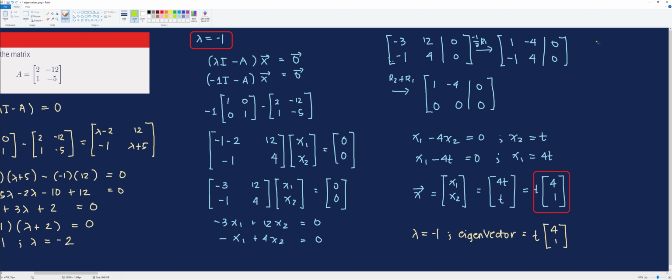For the other eigenvalue, which is equal to -2, the associated eigenvector is t times 3, 1. So the eigenvector here is the non-zero scalar multiple of 3 and 1. You may find the solution to this answer by performing this similar process for lambda is equal to -2.